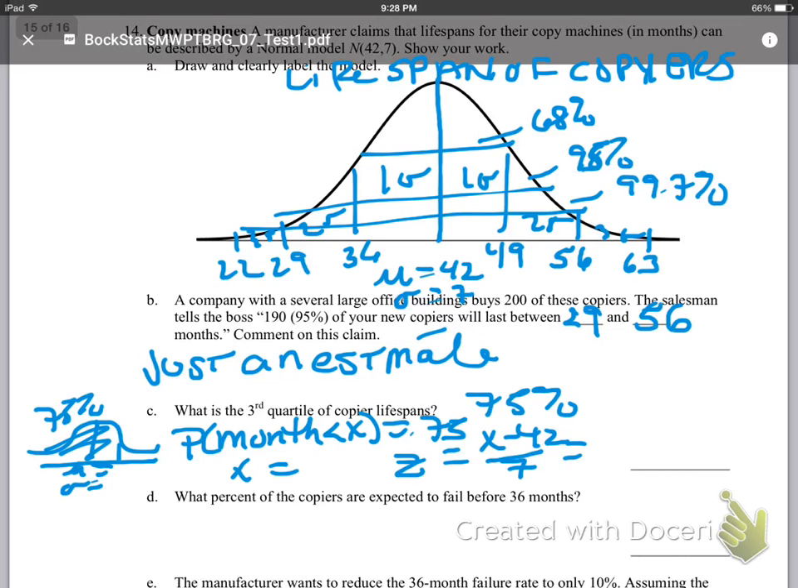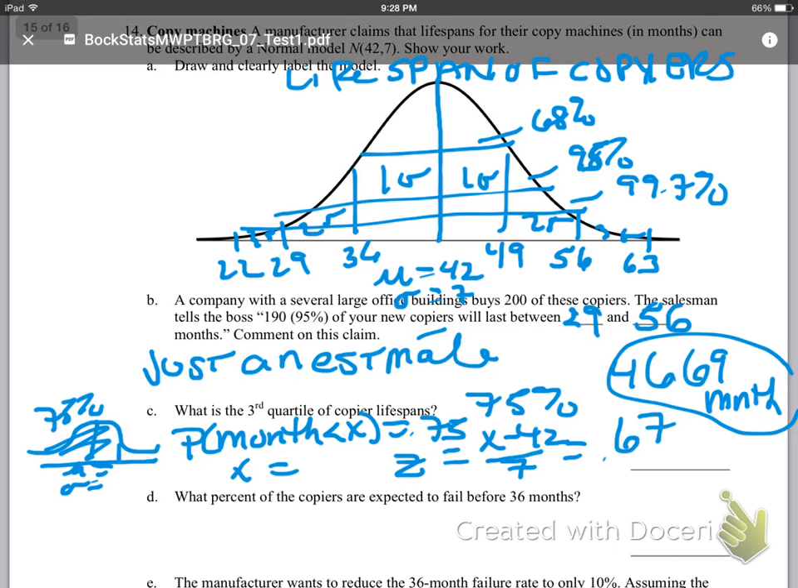Okay, so let's go find out what my z-score is. I get 0.67, and so now I'm going to use Algebra 1 to solve for x. And I get 46.69 months. Okay.